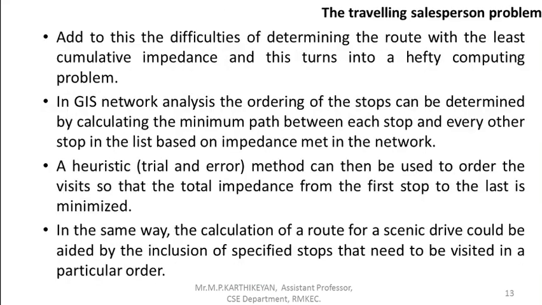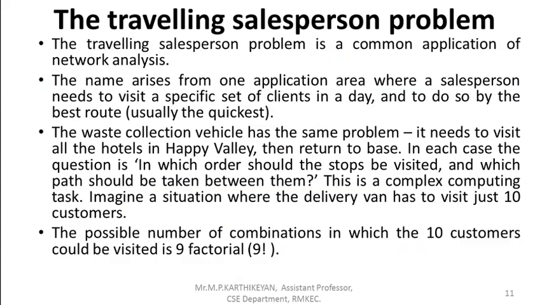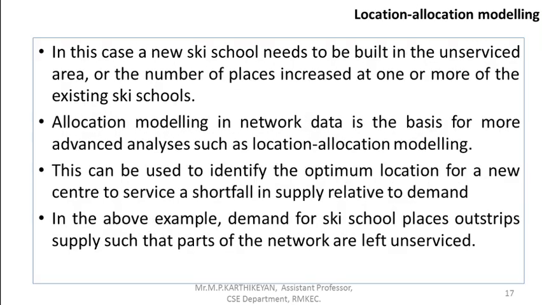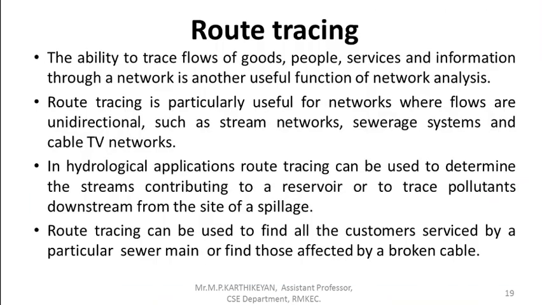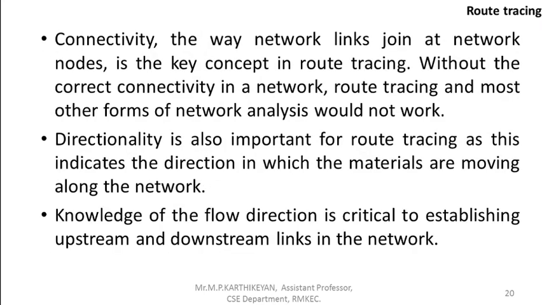four types of network analysis. The first one is the shortest path algorithm, the second one is the traveling salesperson problem, the third one is location allocation modeling, and the next one is the route tracing process. Okay, so far any doubts, students? If you have any doubts, please post them in the chat box.